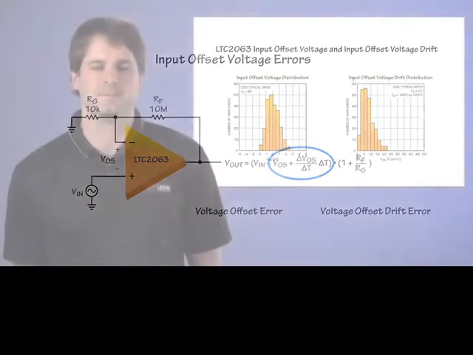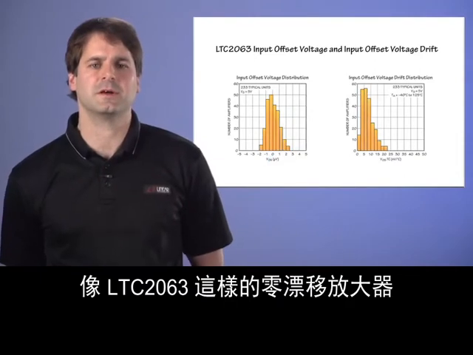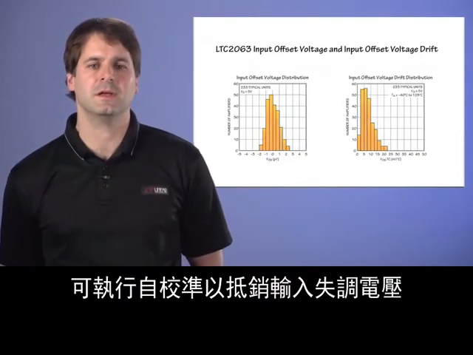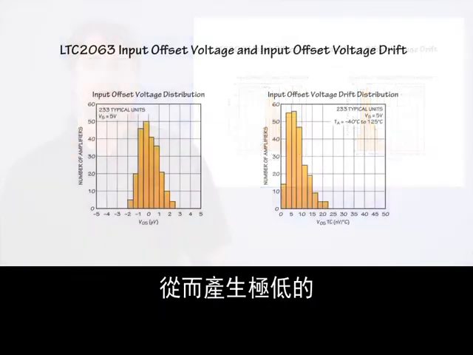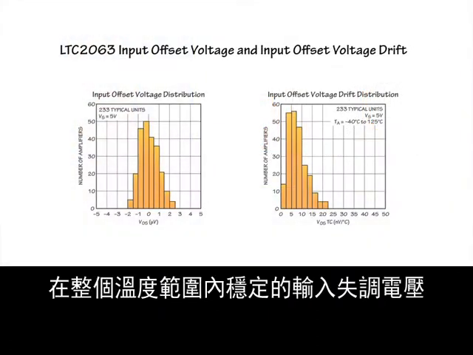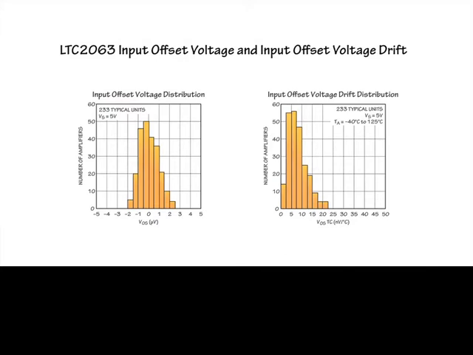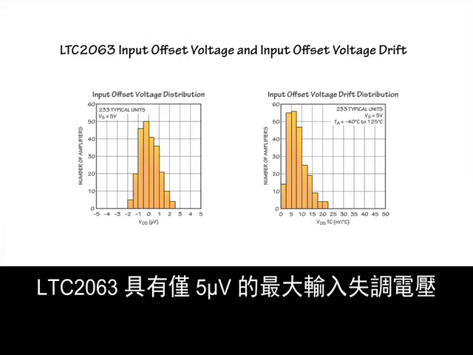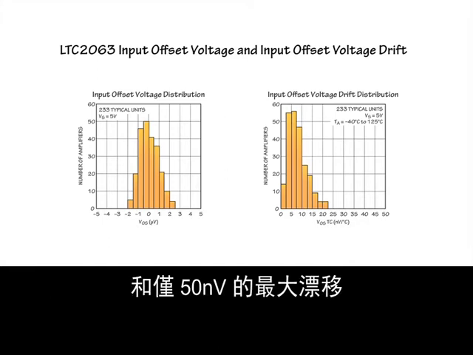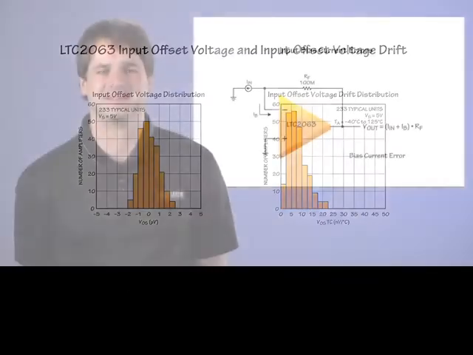Zero drift amplifiers like the LTC 2063 self-calibrate to null the input offset voltage, resulting in an extremely low temperature-stable input offset voltage. The LTC 2063 has a maximum input offset voltage of only 5 microvolts and a maximum drift of only 50 nanovolts per degree Celsius over the entire minus 40 to 125 degrees Celsius temperature range.